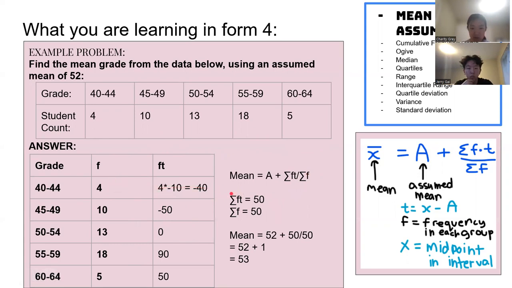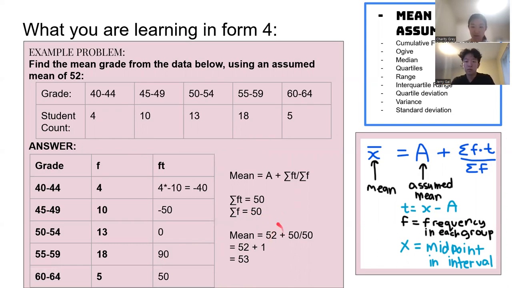The summation of ft is negative 40 plus negative 50 plus 0 plus 90 plus 50, which will leave us with 50. And the summation of f is 4 plus 10 plus 13 plus 18 plus 5, which is also 50. So then we can plug these numbers into our equation.